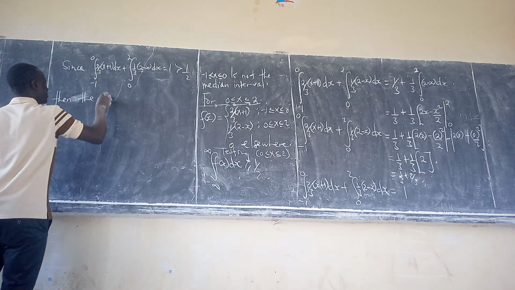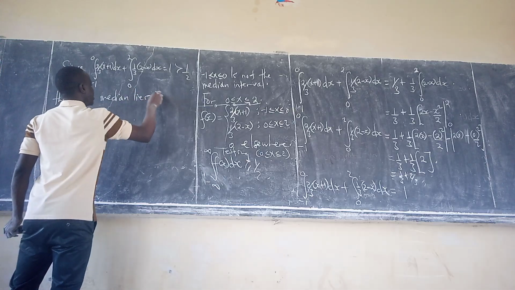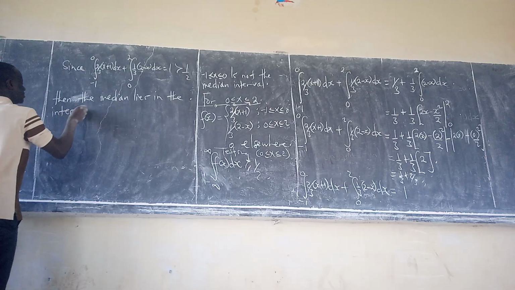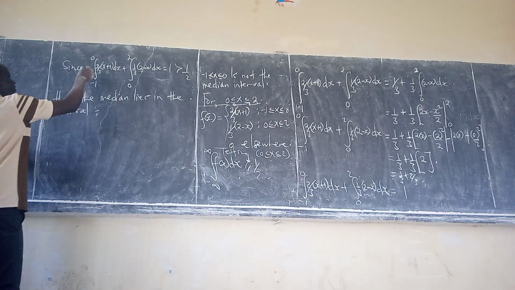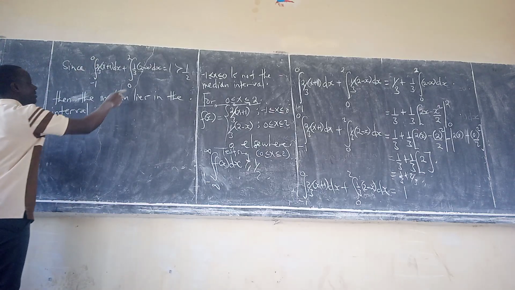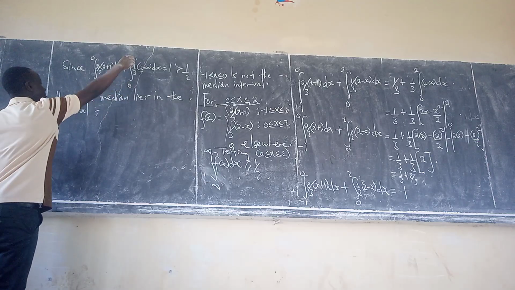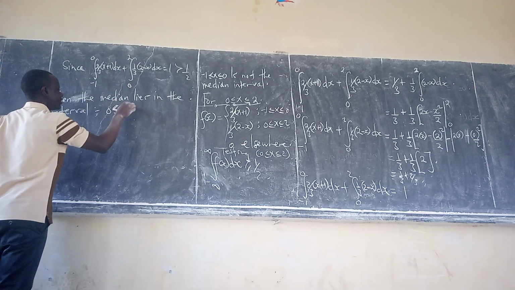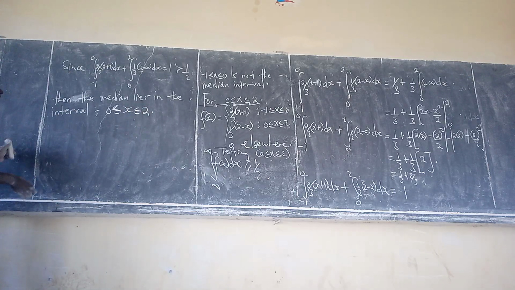Then the median lies in the interval A. You're going to recall that we tested from negative 1 to 0 and it failed. So it definitely means that the median lies in the interval from 0 up to 2.